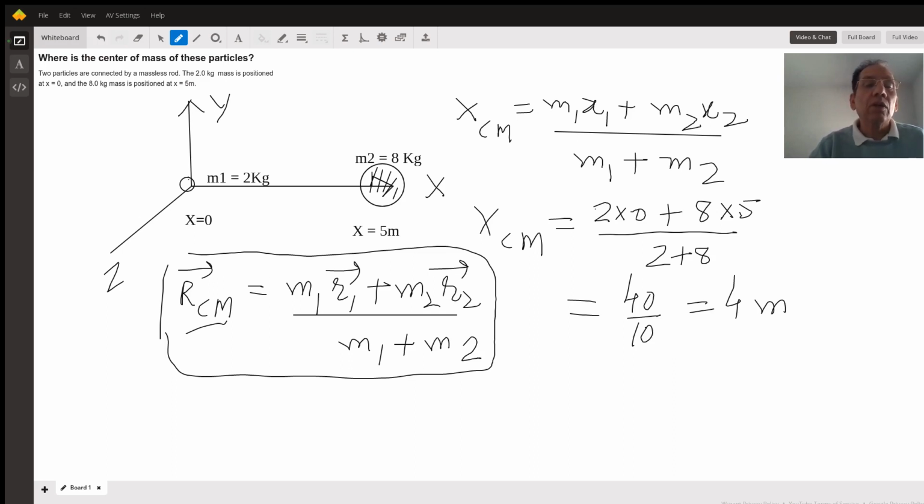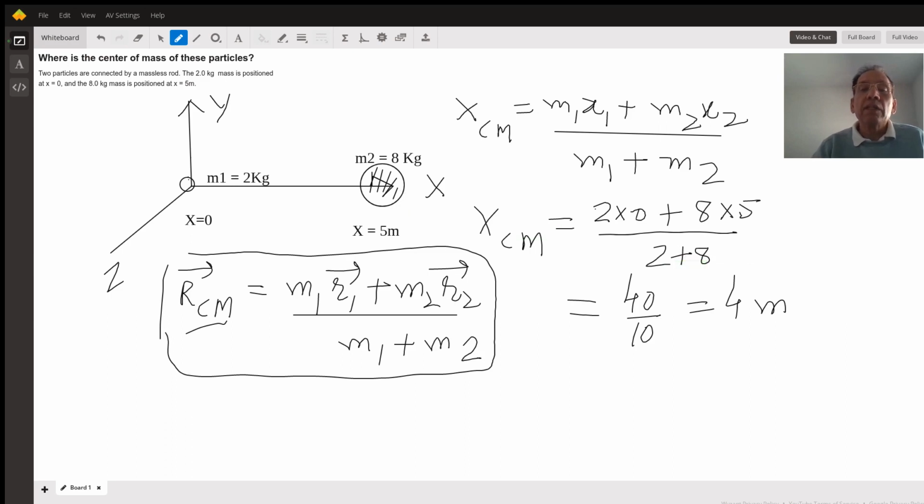M1 is 2 kilograms, M2 is 8 kilograms. If I use this formula, M1 is sitting at the origin, so its distance is 0, whereas M2 is sitting at a distance of 5 meters. I plug in these values: x center of mass, that is the distance of the center of mass from the origin, is 2 multiplied by 0 because x1 is 0, plus 8, the second mass, multiplied by 5, which is the distance on the x-axis, divided by m1 plus m2, which is 2 plus 8.